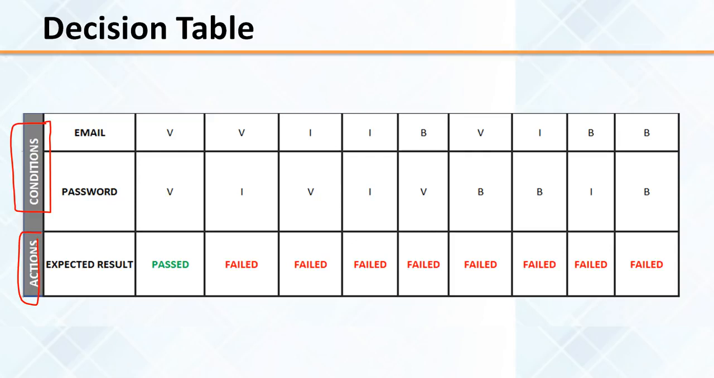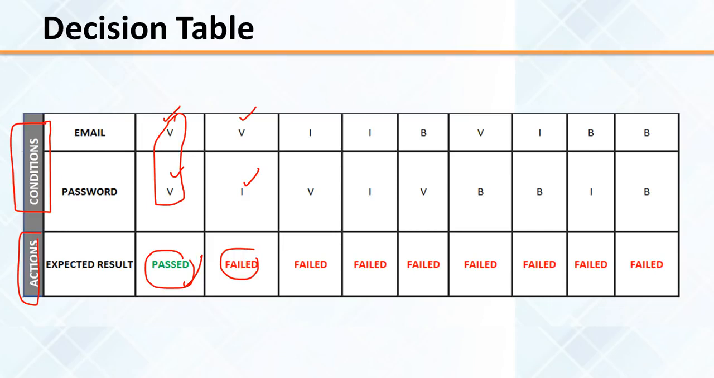Suppose if I provide email ID valid, password valid, then my expected result should be pass. And when you provide email ID valid, password invalid, then my expected result is fail. So like that, we will specify all kinds of possible inputs in the decision table. So this is called a decision table. Conditions and actions. So if email is valid and password is valid, that's the condition. Then what is the action? The action to be performed. This action is the response by the application, not our action. This is the application action.